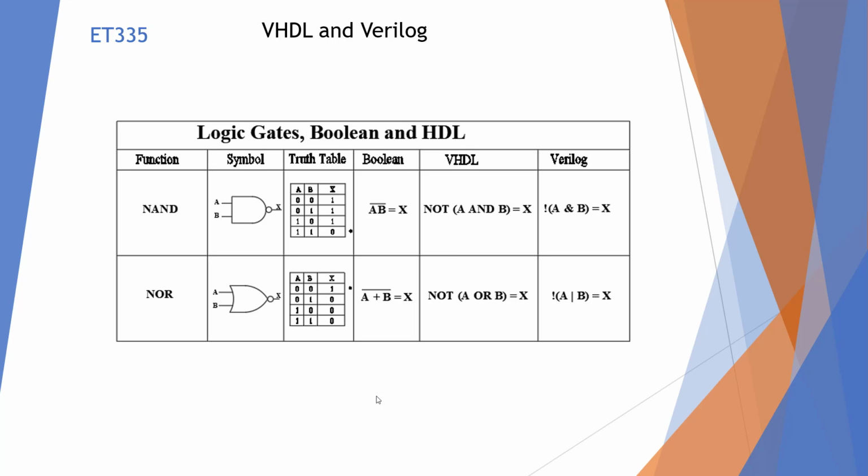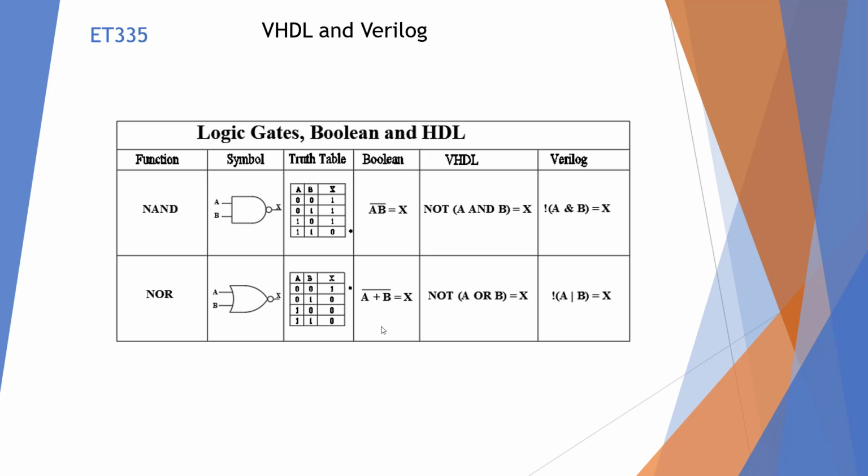Okay, here's another chart showing our inverted gates. So here we have a NAND, and we have AB bar in Boolean. So in VHDL, we need to use not, parentheses, A and B, and close parentheses. So we need the parentheses, otherwise it's just going to invert the A. Verilog is going to be exclamation point, A, and symbol, and B, and make sure that we use the parentheses, otherwise it will not be correct.